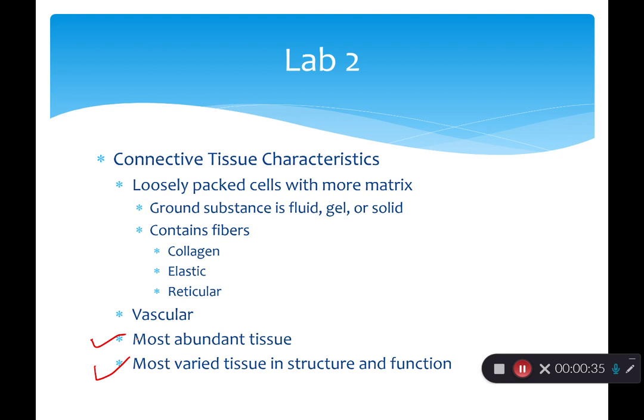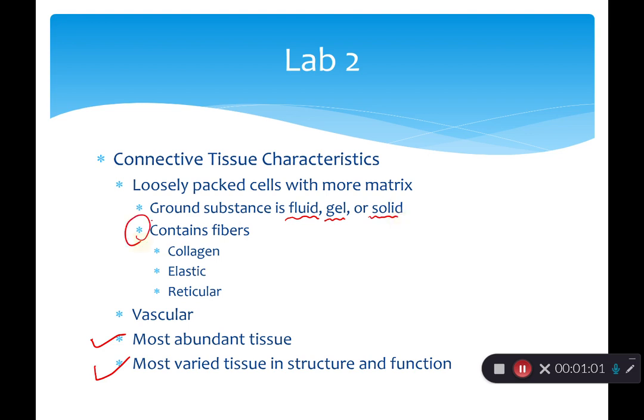If you look at the epithelial tissues under the microscope, they all kind of look the same, truthfully. These are going to look different. Characteristics, we have loosely packed cells with more matrix. And again, I talked about this in the first video. The ground substance can be fluid, gel, or solid.